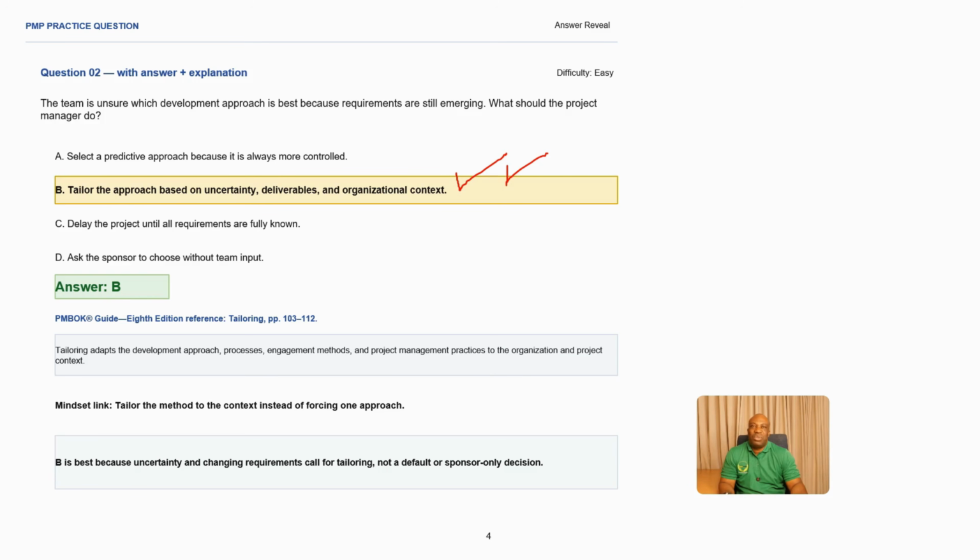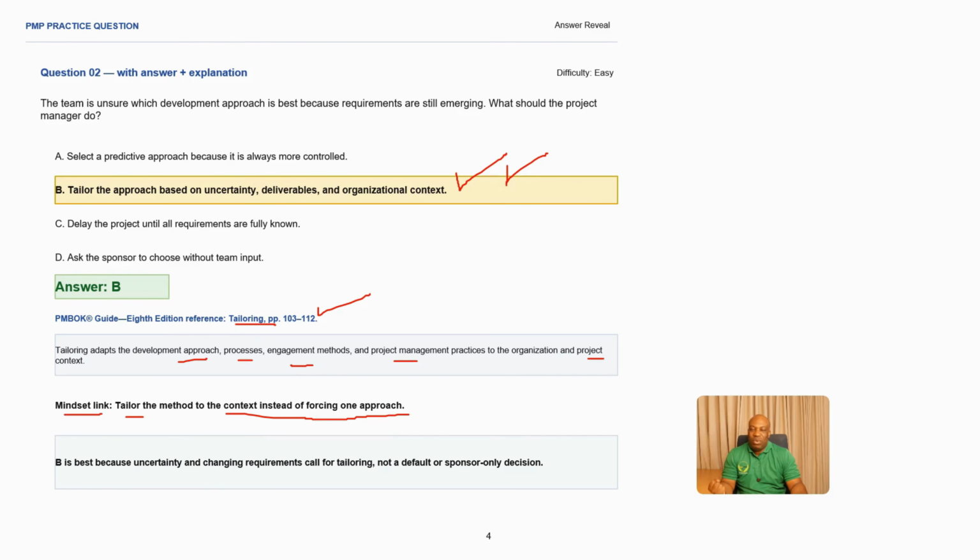So now let us go through what we can reference from the PMBOK pages. If you go to tailoring on pages 103 to 112, what does it say? It says tailoring adapts the development approach, processes, engagement, and project management practice to the organization and project context. So what is the mindset that we're applying here? We're applying tailor the method to the context instead of forcing an approach. So this is always a good practice.